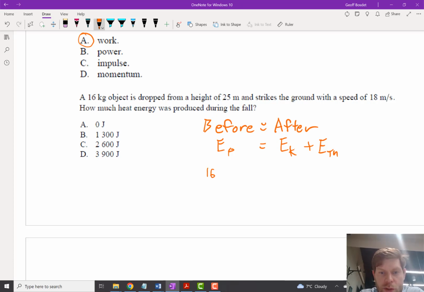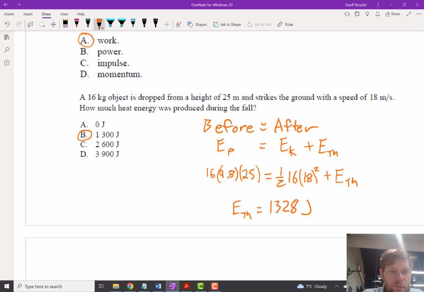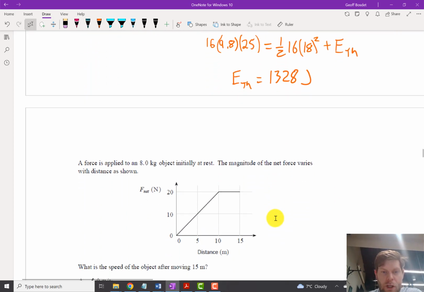So we'll just do 16 times 9.8 times 25 to get the initial starting potential energy and make that equal to 1/2 times 16 times 18 squared. And then solve for E thermal. And the answer is 1,328. So yeah, with sig figs, we got that guy.